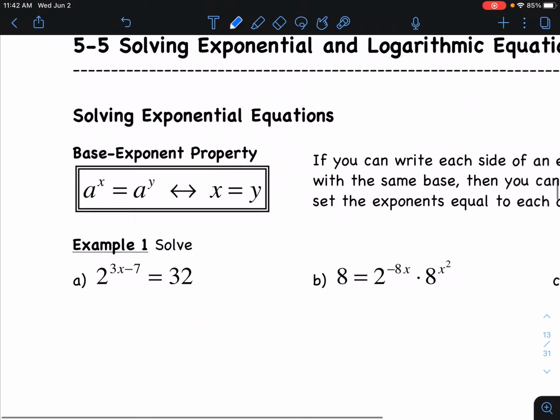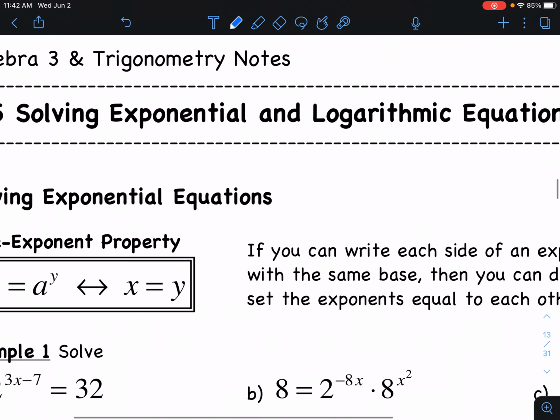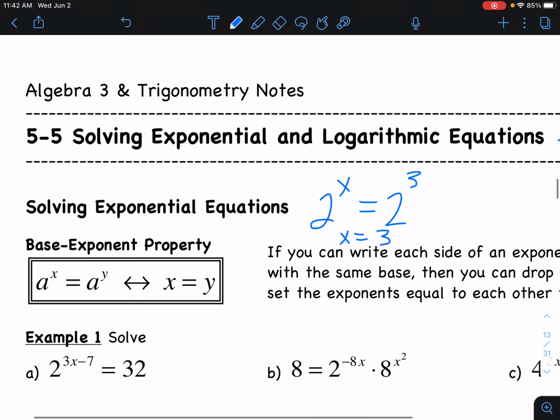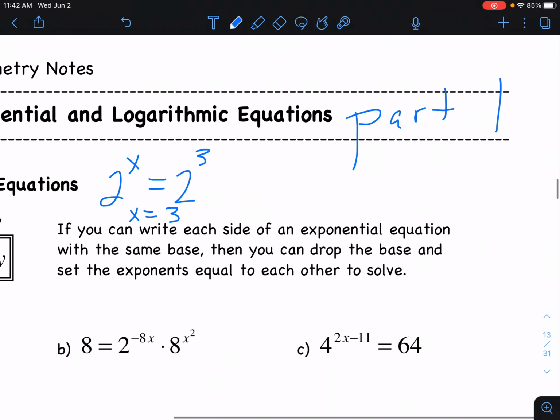Let me show you a real basic one. Say we have 2 to the power of x equals 2 to the power of 3. That means that x must be 3. That's all that basic property tells you. So next, if you can write each side of an exponential equation with the same base, then you can drop the base and set the exponents equal to each other to solve.